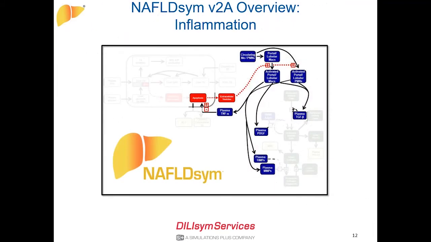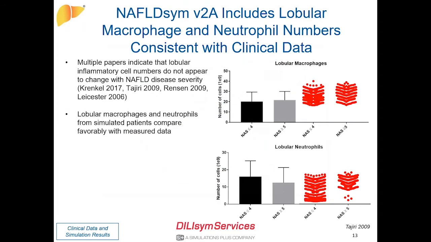There are many other aspects. Again, we're parsing it down just in the interest of time. So we'll move on to the inflammation submodel. One of the critical components, I suppose there are two. One is the number of potentially inflammatory cells, and two is the mediators that they produce.